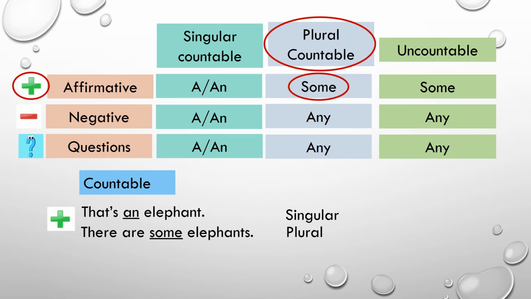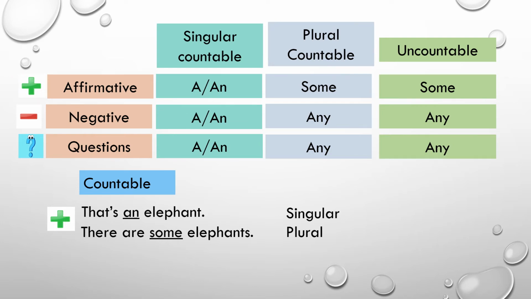Again, we used some because we do not specify the quantity or maybe we don't know the exact quantity. Sekali lagi, kita boleh gunakan some apabila kita tak tahu berapa bilangannya ataupun kita memang tidak mahu menyatakan bilangan yang sebenarnya.